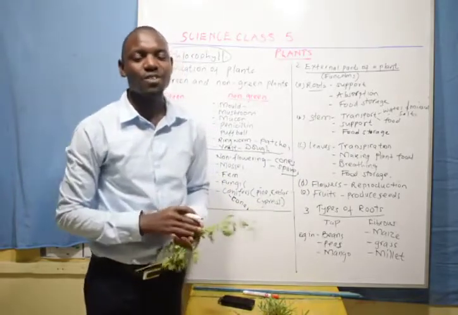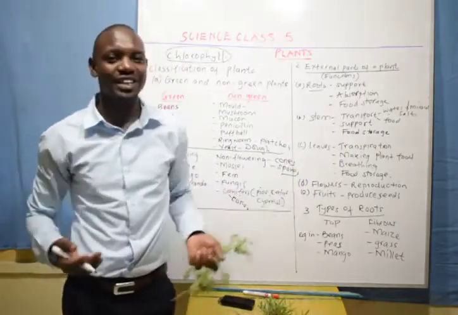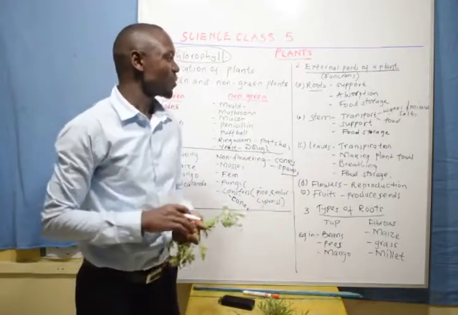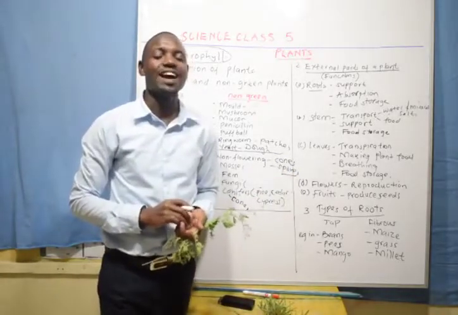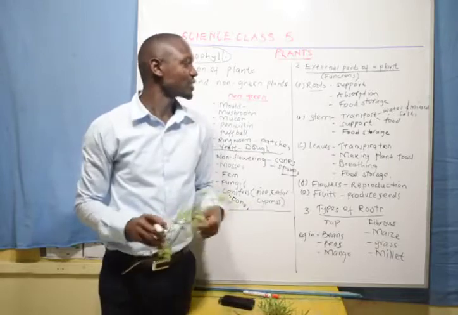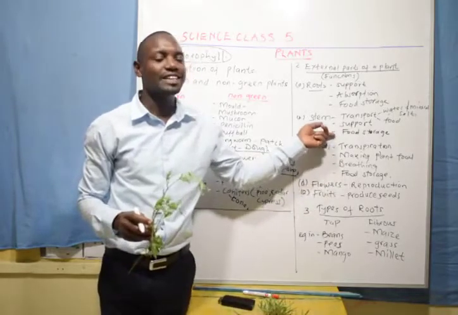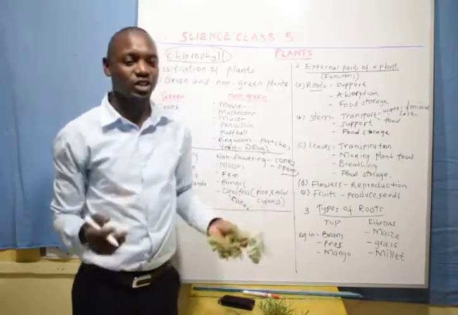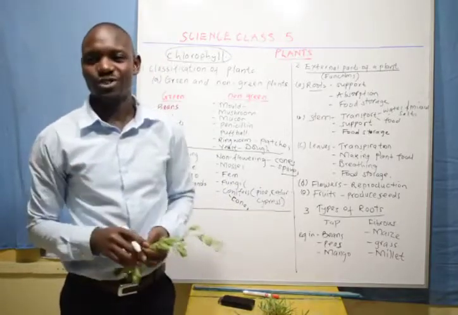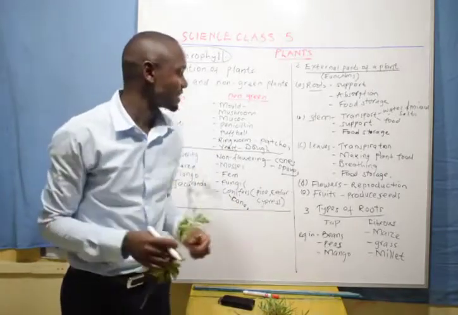Examples of these plants, we have the sugar cane. That is why in a sugar cane, we eat the stem. We also have the Irish potatoes. Irish potatoes store their food in the stem. And also we have the onion. An onion does not store food in the roots. It stores food in the stem.